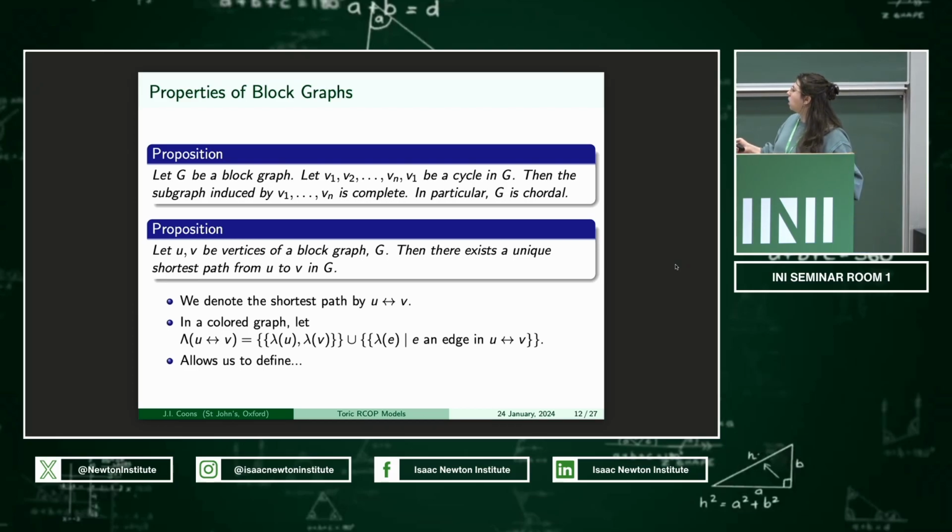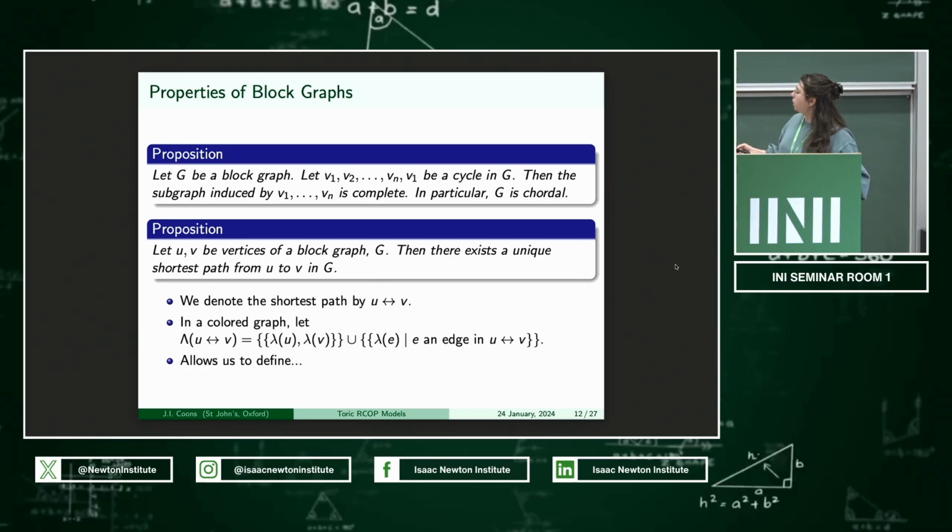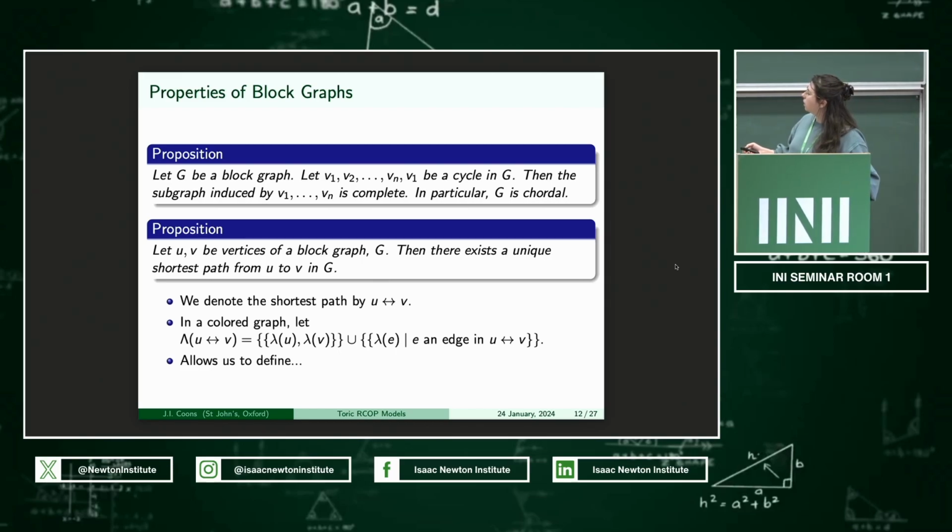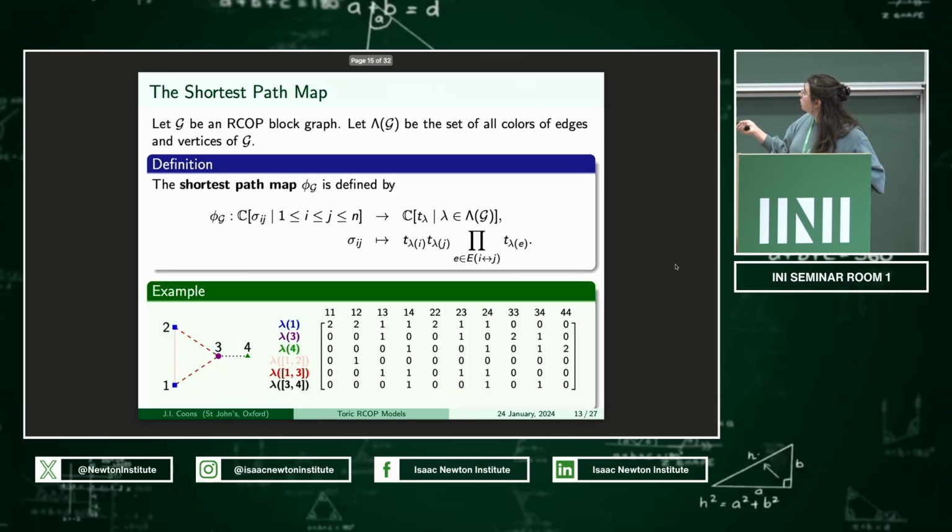Or at least the colors of all the edges. So I record the multi-set of the color of U and the color of V, and the multi-set of all the colors of the edges along the shortest path. Okay, I'll do an example on this next slide in case this is a little tricky.